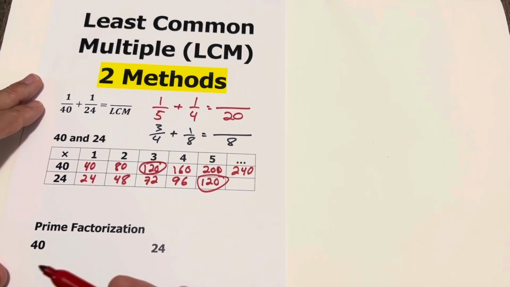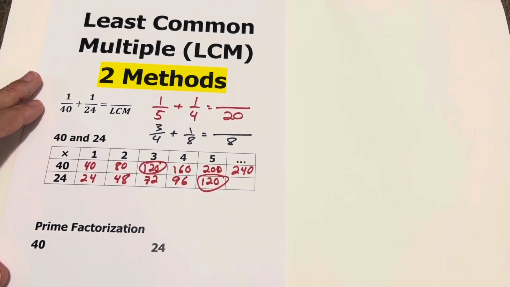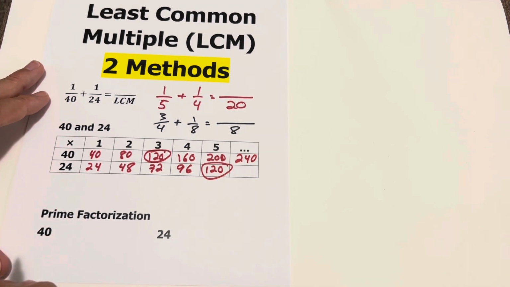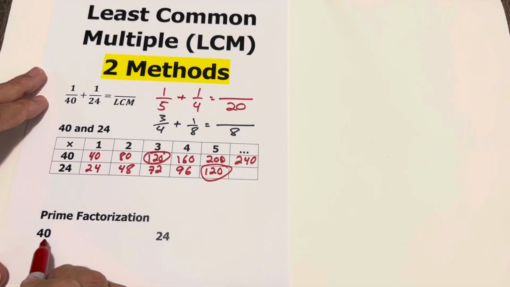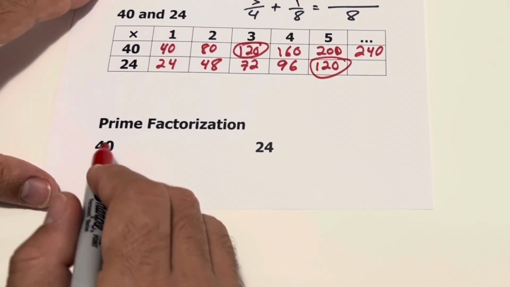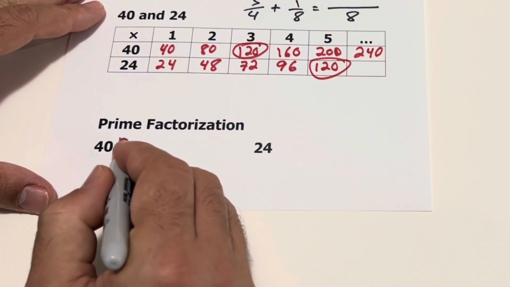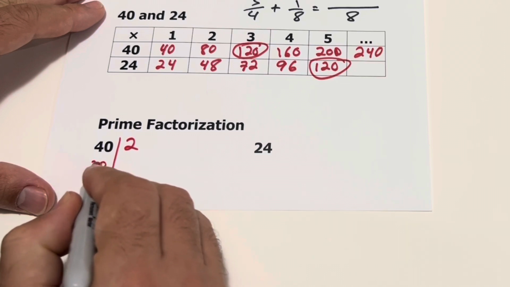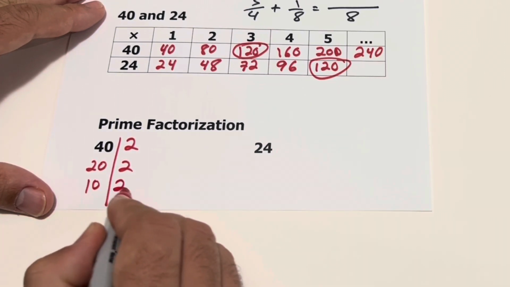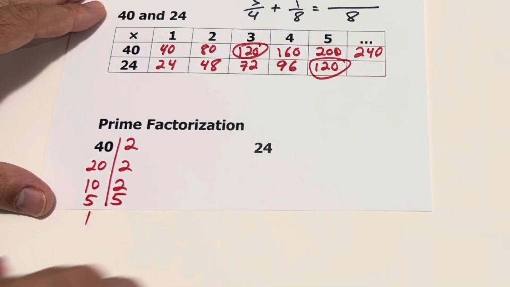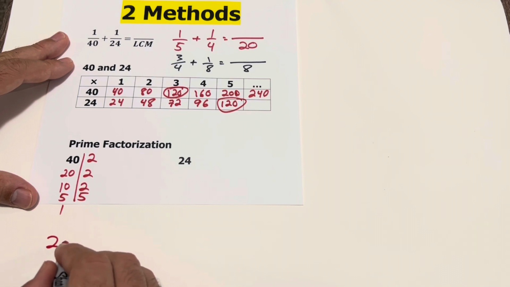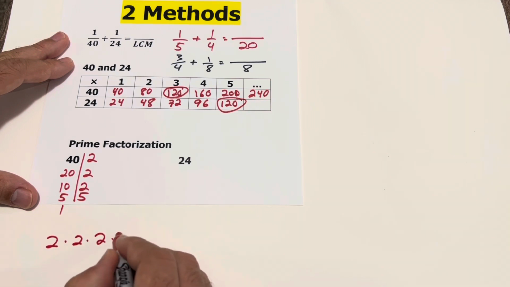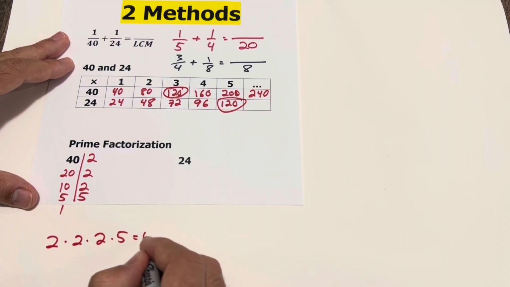We're gonna do now another method using prime factorization. Prime factorization is very important. It's very useful for many things later on. Okay, so what do I do for 40? I'll need to find all the prime factors. So I can do it like this. Divided by 2 is 20. Divided by 2 is 10. Divided by 2 is 5. Divided by 5 is 1. Okay? So the factors for 40 are 2, 2, 2, and 5. Those are the factors for 40.